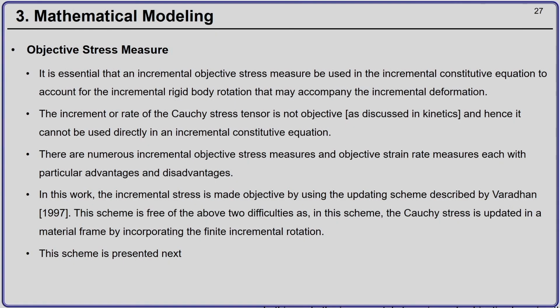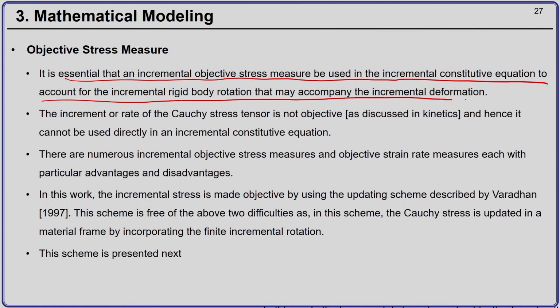Now comes the objective stress measures. It is essential that an incremental objective stress measure be used in an incremental constitutive equation to account for the incremental rigid body rotation that may accompany the incremental deformation. We have discussed that if you have superimposed rigid body motions apart from the deformation, then the increment in the stress is only because of the deformation and not because of those rigid body rotations.